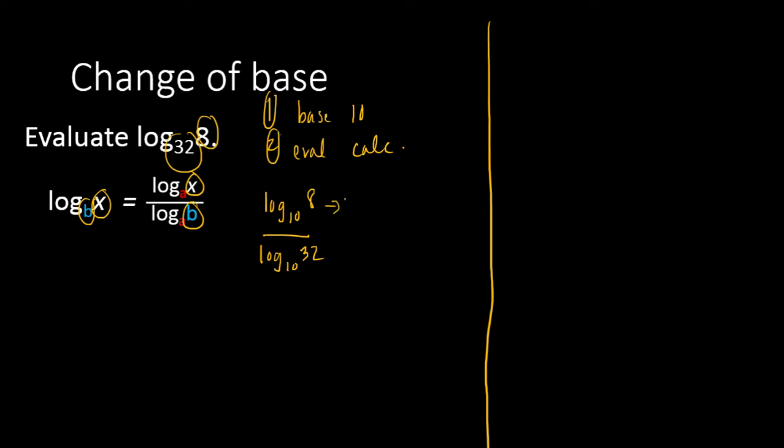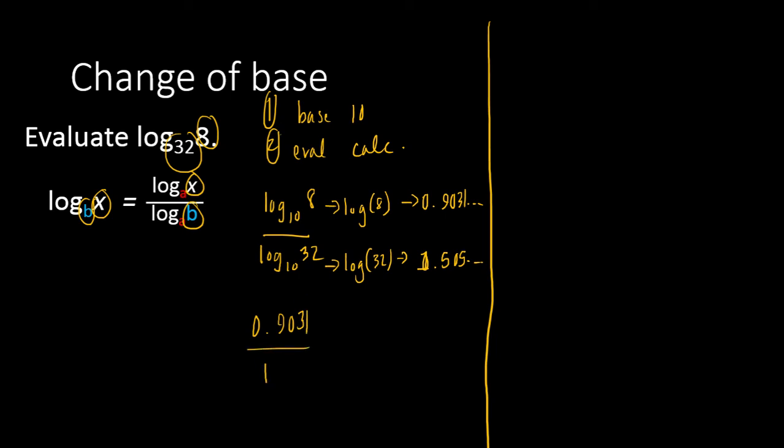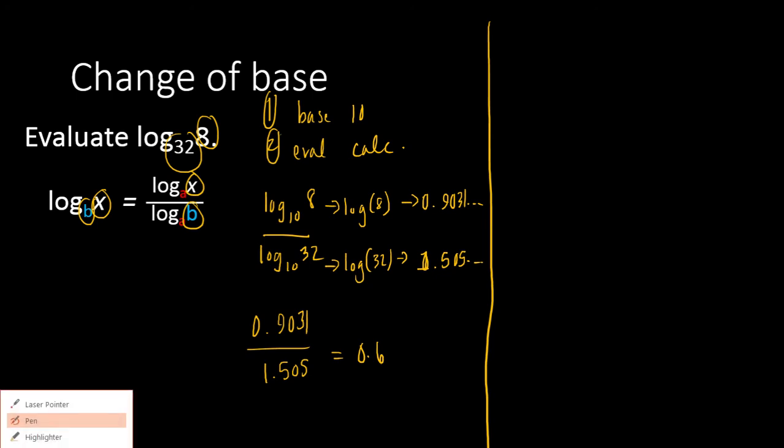So I plug in log 8 into my calculator and I get 0.9031. I plug in log 32 into my calculator. I get 1.505, etc. Now I divide those numbers, 0.9031 over 1.505, and I get 0.6 as my answer. Okay, let's try the other way.